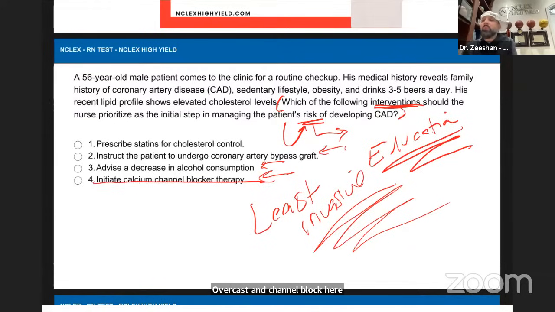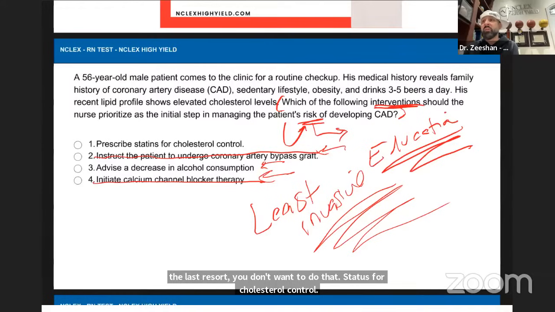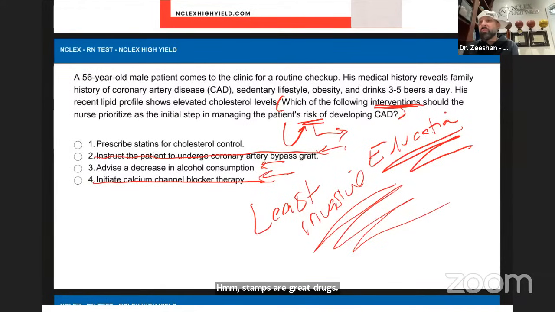Instruct the patient to undergo a CABG? No, that's our last resort. How many people remember my coronary artery disease lecture? That's the last resort. We don't want to do that. Statins for cholesterol control. Statins are great drugs. The cholesterol is high, but only if education doesn't work. Good job. Only if education doesn't work, because again, decrease alcohol, work out, eat healthy, get some good sleep. Don't let your blood pressure get up. Don't smoke. Not that it says they're smokers, but again, here you go. Again, needs.